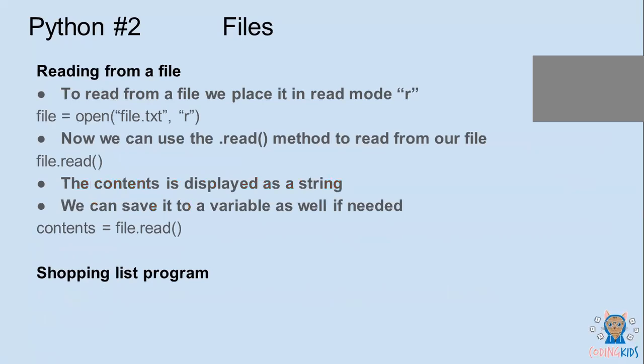To read from a file, we place it in the read mode. That's "r". The file is open: file text, "r". So that's the mode. Now we can use the read method to read from our file. File.read. The contents are always displayed as a string. We can save it to a variable as well if needed. Contents is file.read.